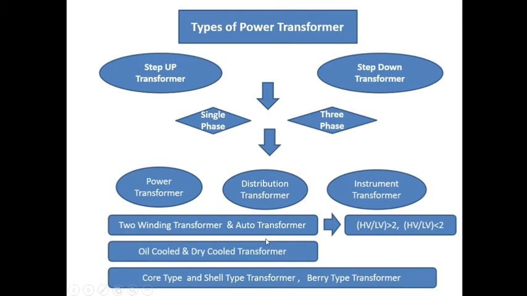In transmission system we need step down transformer, step down from 765 kV to 400 kV, 400 kV to 220 kV, 220 to 132 kV, 132 to 33 kV. So our transmission system needs step down transformer, and also our distribution system needs step down transformer. Step down voltage from 33 kV to 11 kV, 11 kV to 440 volt, 33 kV to 440 volt needs step down transformer.